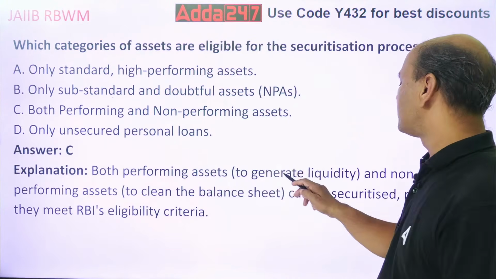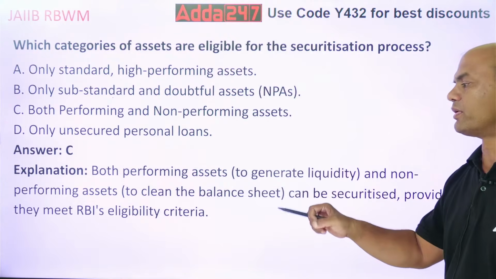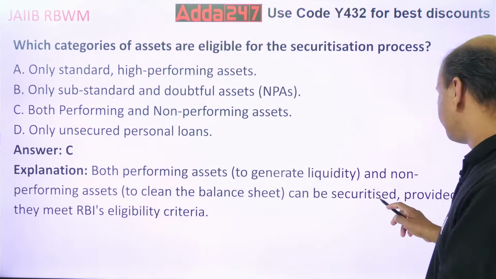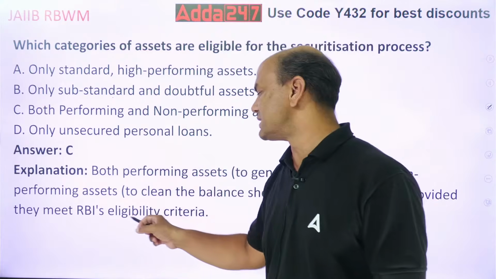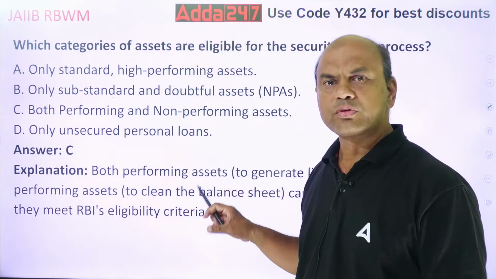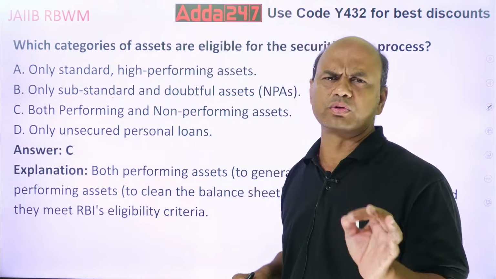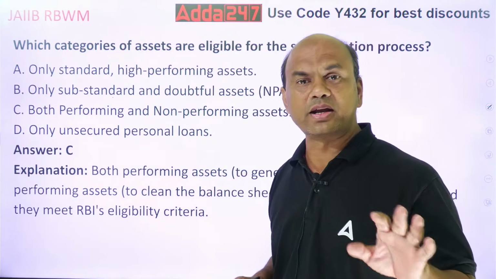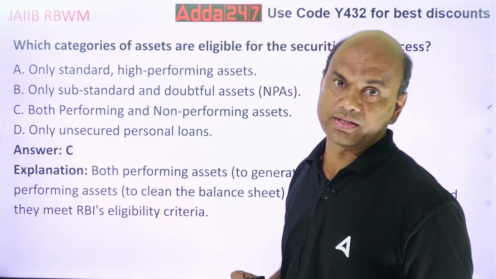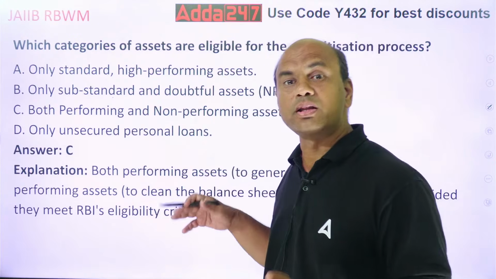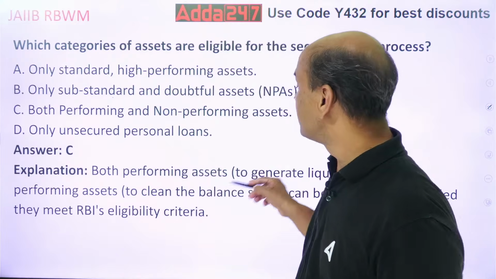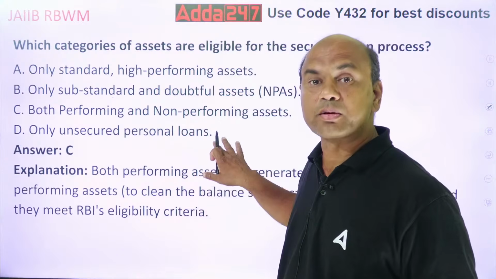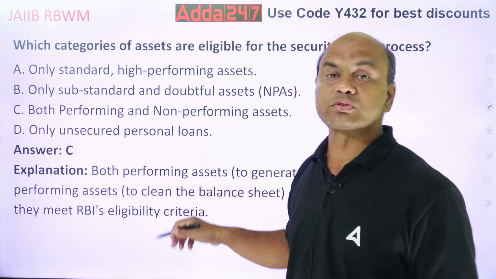Both performing to generate liquidity and non-performing to clean the balance sheet can be securitized, provided they meet RBI's eligibility criteria. So both of the loans can be sold. Kindly note, such a detailed discussion is there over here. You will not find this on any channel, because nobody has gone into your book so deep. Performing assets are sold to generate liquidity at a higher price. Non-performing assets are sold at a lower price.